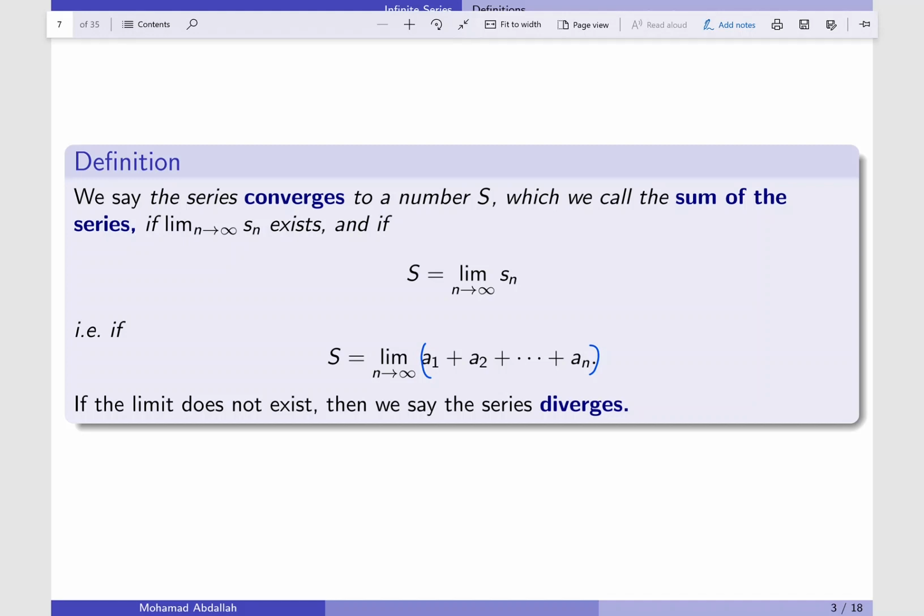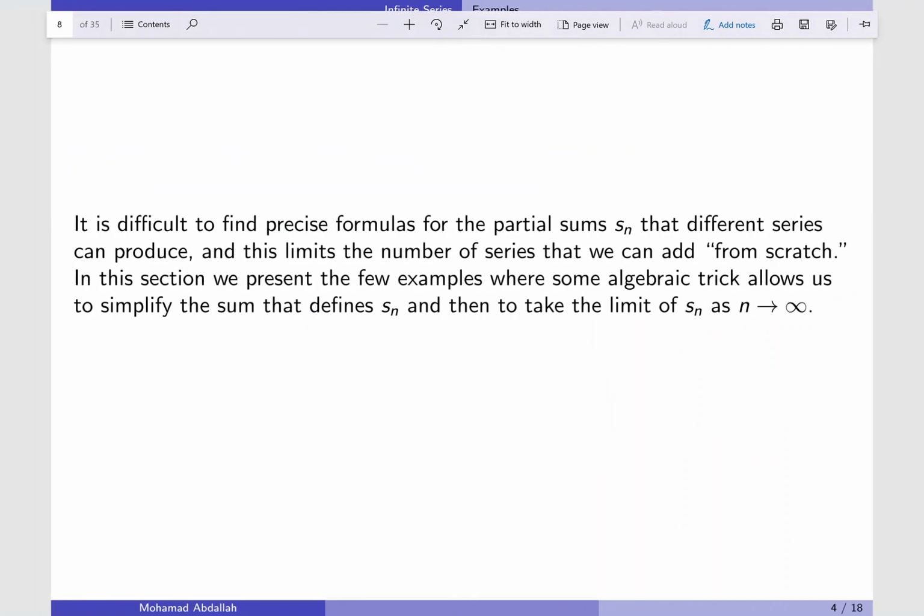That means the value of S that you got here is actually the sum from n equals 1 to infinity of an. So this is like you are getting a value for an infinite sum of numbers if it's convergent. Otherwise, S is going to be infinity.